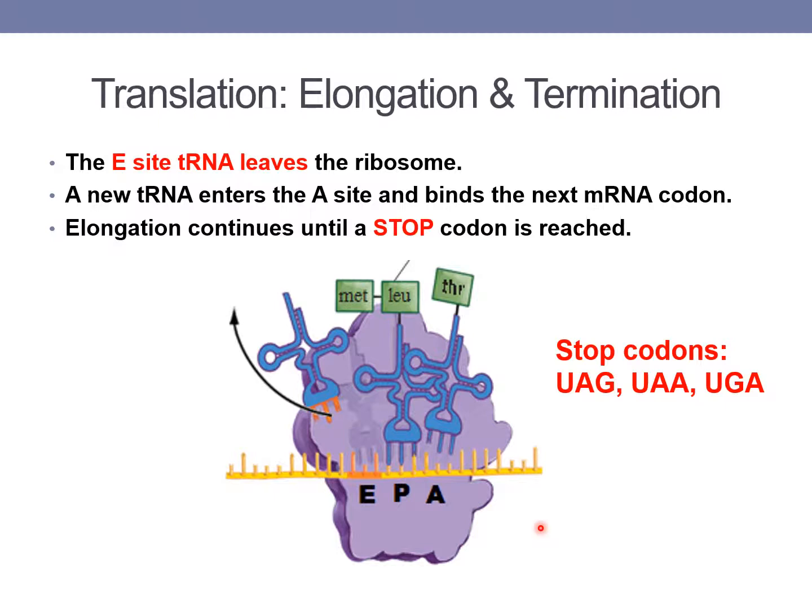And so now you see that the first transfer RNA is leaving the ribosome. The second transfer RNA is holding on to that methionine and that second amino acid, the leucine. Then the third transfer RNA is entering the A site, carrying the next amino acid that corresponds to this codon. So this next codon has 3 nucleotides that stand for the amino acid threonine.